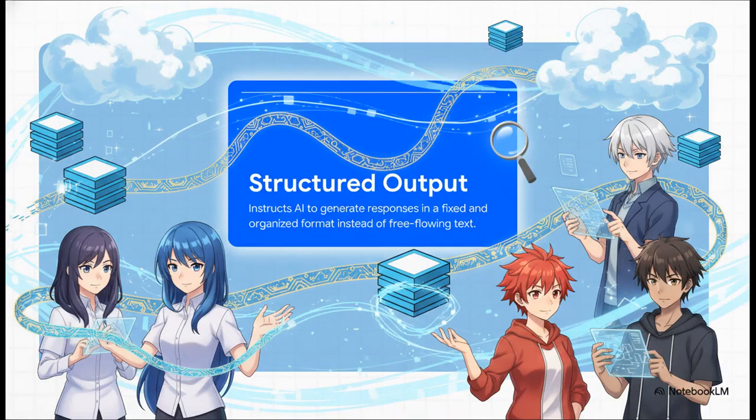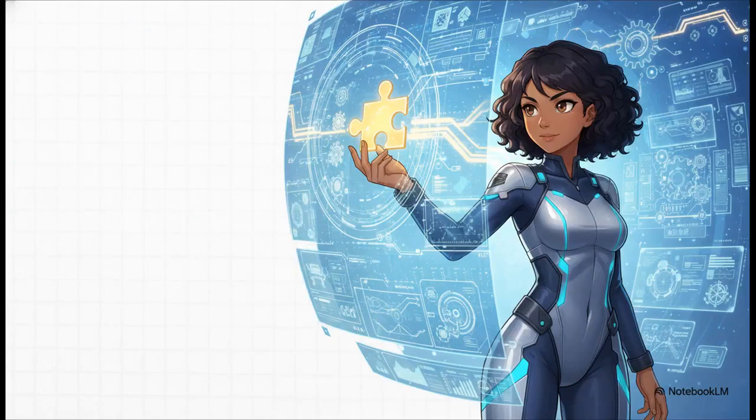So, what exactly is this technique? Basically, structured output prompting explicitly instructs the AI to generate its responses in a fixed, highly organized format instead of just that free-flowing text. Think of it like putting a leash on the AI. You're not just telling it what information to retrieve, you are strictly dictating exactly how it shapes that information. And this fixed format, it is literally the secret sauce for modern applications.